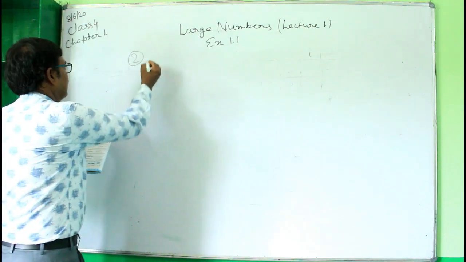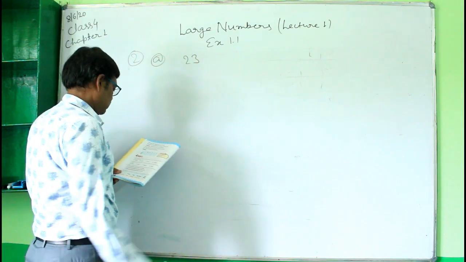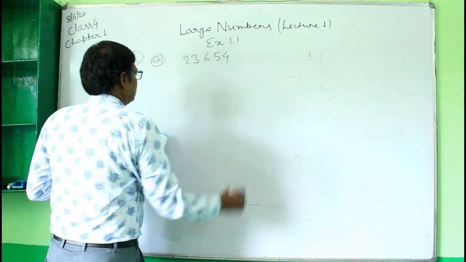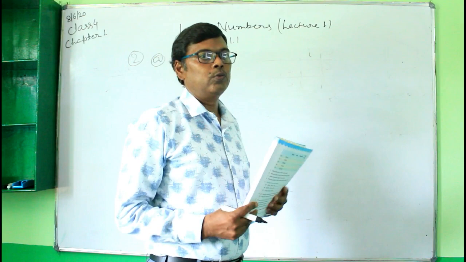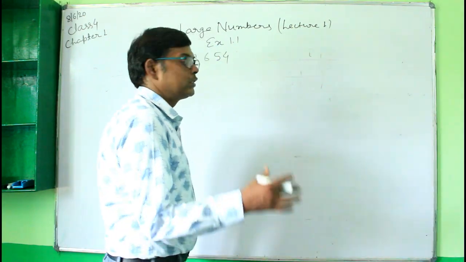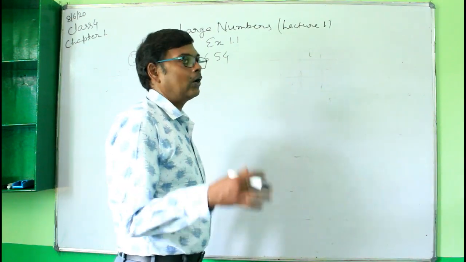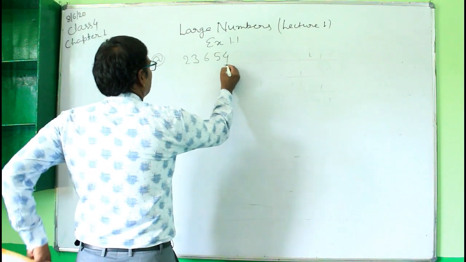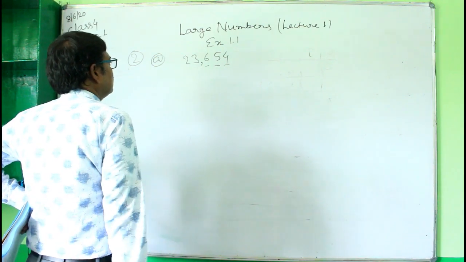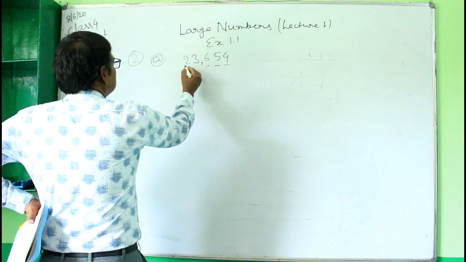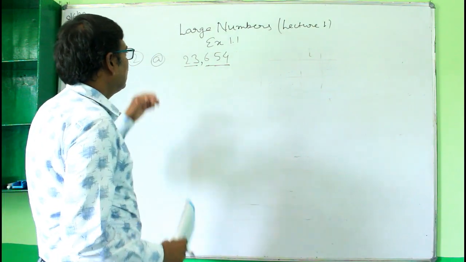In question number 2, the first number is 23,654. Here we have to mark the periods. Marking the periods is very easy. You will start from the right side and first count 3 digits, like first, second, third. Then put a comma here. Now you have marked the period here. This will be the thousands period and this will be the ones period here. So in this way you can mark the periods.